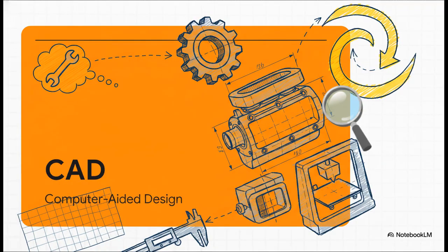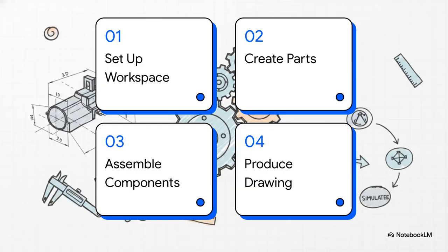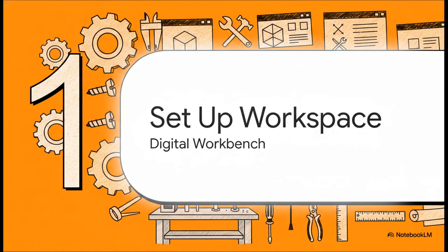Okay, before we get to the heavy lifting, let's establish our baseline. This manual focuses heavily on parametric CAD, meaning every single dimension, sketch, and relationship is mathematically linked. It's not just drawing, it's building a highly flexible mathematical database. Our roadmap for today covers 4 key learning outcomes. 1. Set up workspace. 2. Create parts. 3. Assemble components. And 4. Produce drawing.